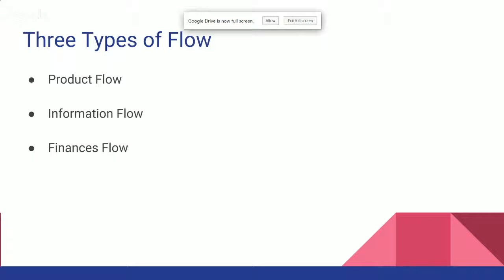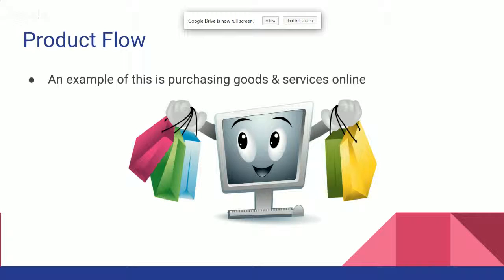There are three basic flows when you're talking about SCM, and those include the product flow, the information flow, and also the finances flow. Product flow, an example of this is when purchasing goods and services online. So the transaction that occurs online on a website, a clothing website, for example.